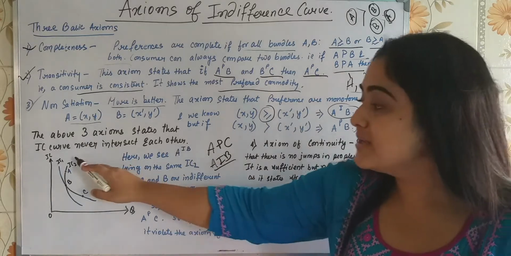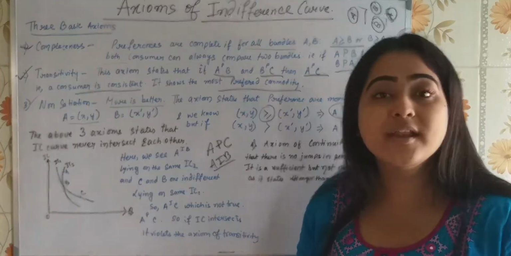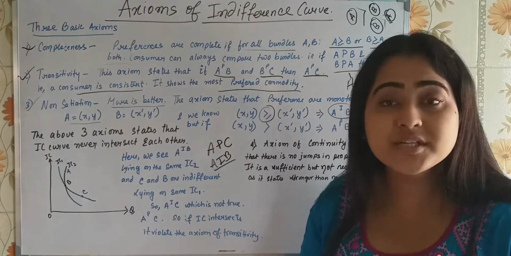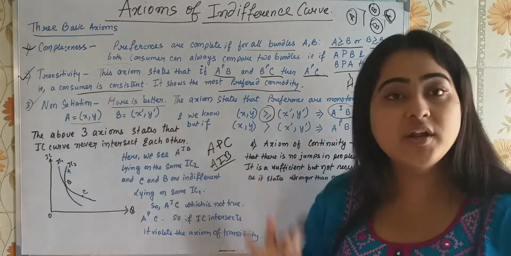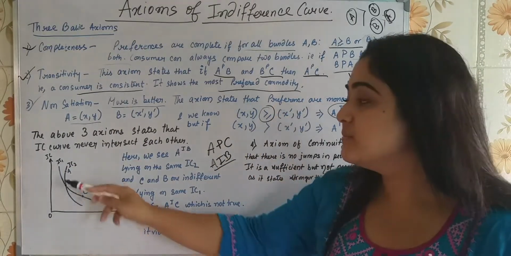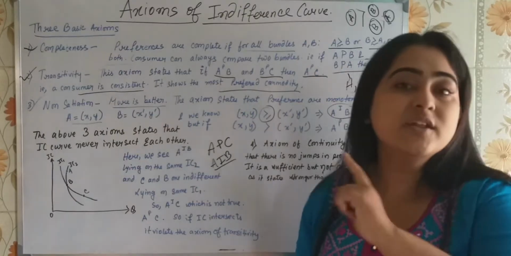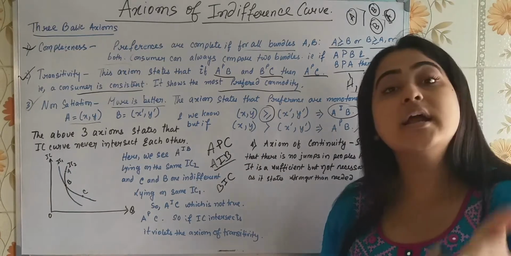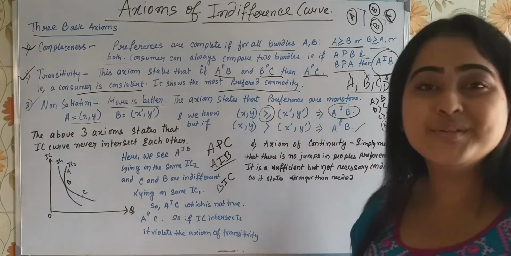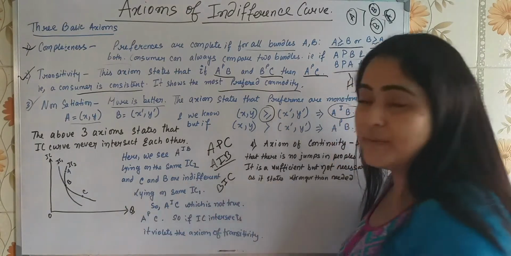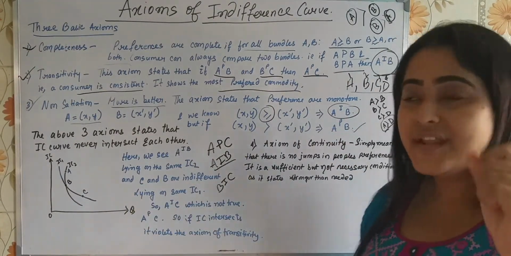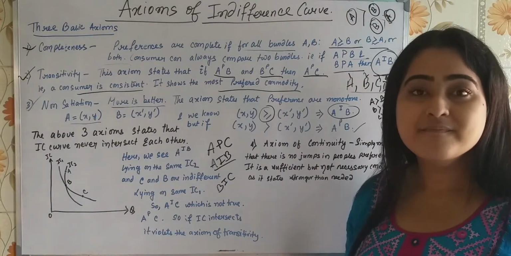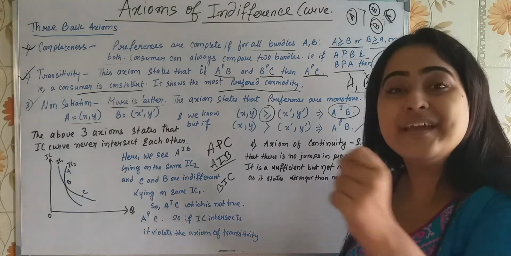So, they are lying in the same IC curve. We cannot tell if it's in IC1 or IC2 because it's in the intersection position, isn't it? So A will be indifferent to B. Again, if I take two points B and C, then again B will be indifferent to C, because they are again on the same IC curve. So now if A is indifferent to B and B is indifferent to C, then as per the transitivity axiom, A should be indifferent to C. But is it true? Is A indifferent to C?